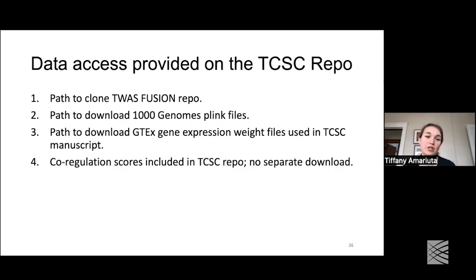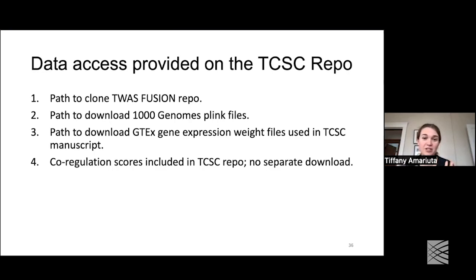And so to do that, we use Fusion from Sasha Gusev's lab. And so the path to clone that repo is there. The path to download the 1,000 genomes Plink files is there, as well as a path to download the results from the multivariate eQTL regression.